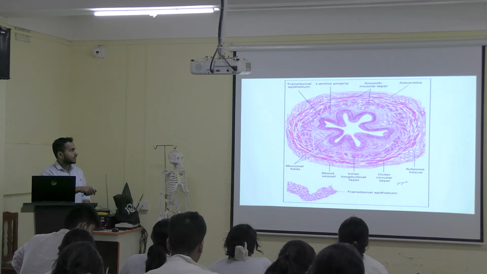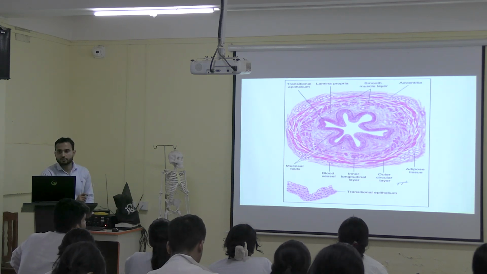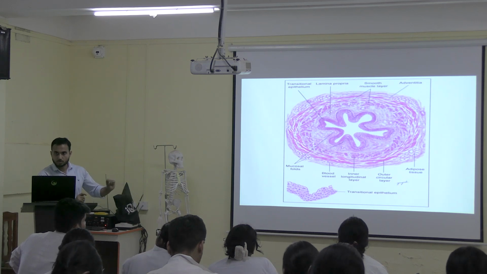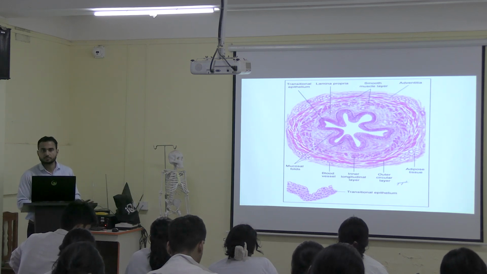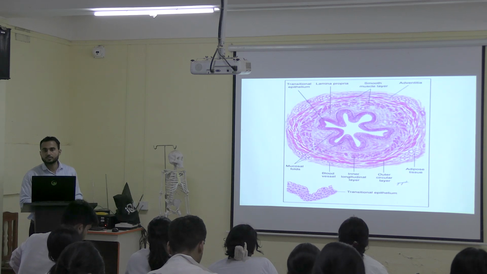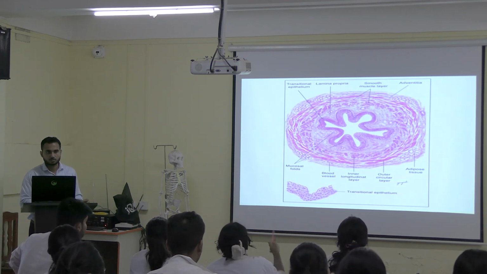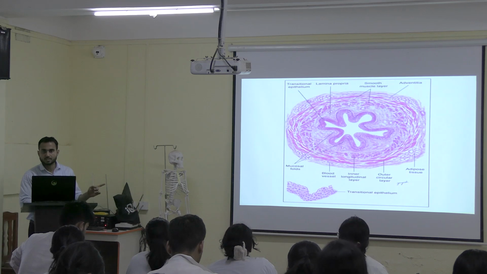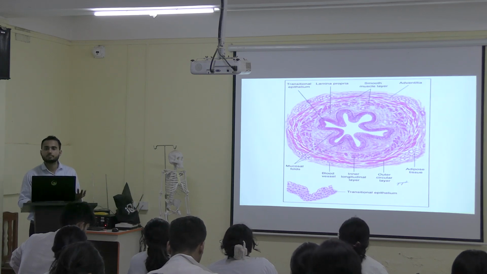Now this is the schematic diagram of the ureter. This you have to draw in your practical notebook. So where is the lumen of the ureter? Star shaped, I hope you can see. So why does the star-shaped lumen appear? Because of the longitudinal folds of the mucosa.